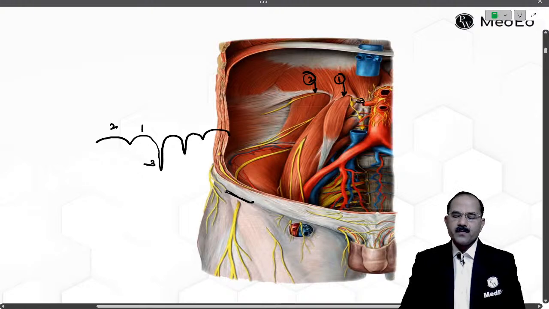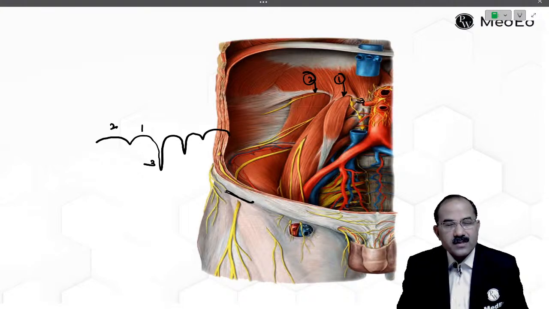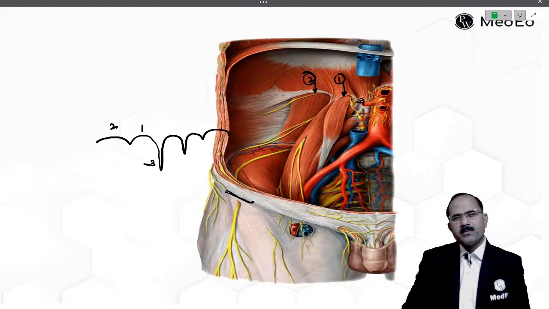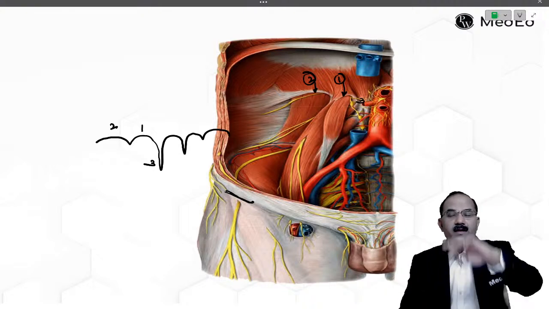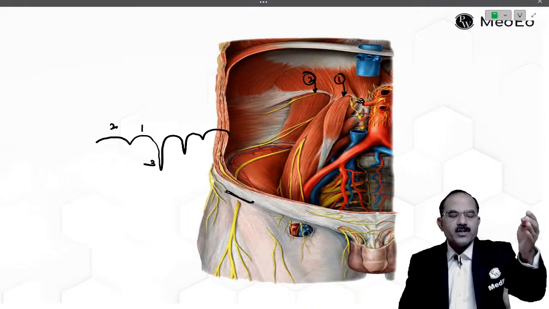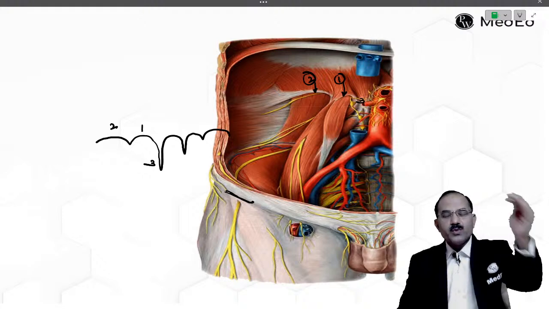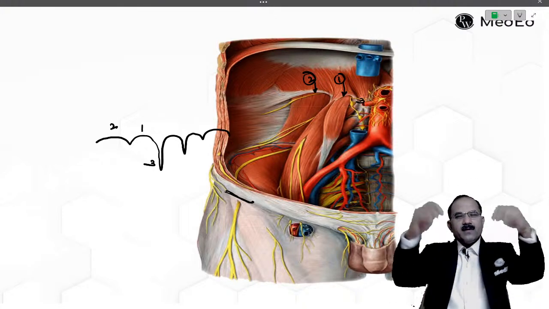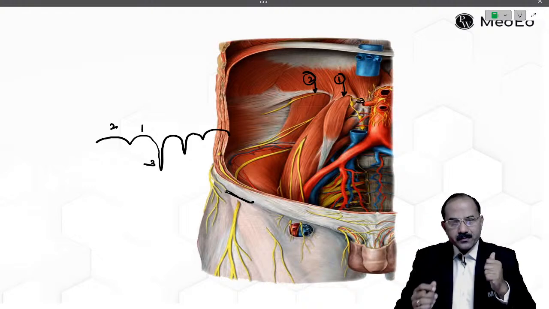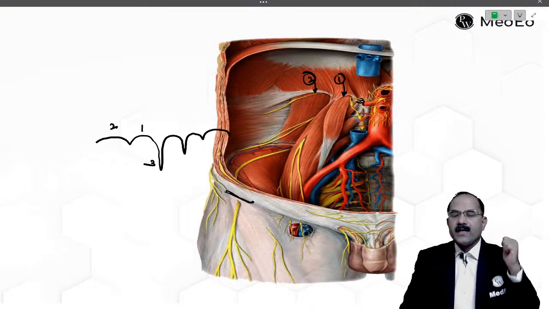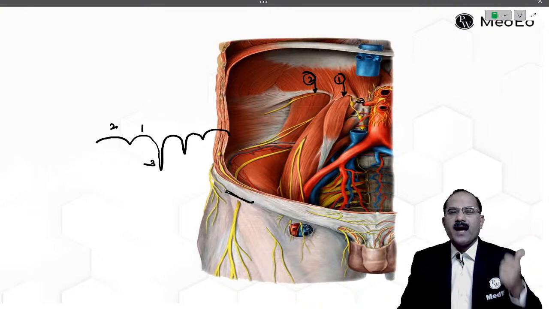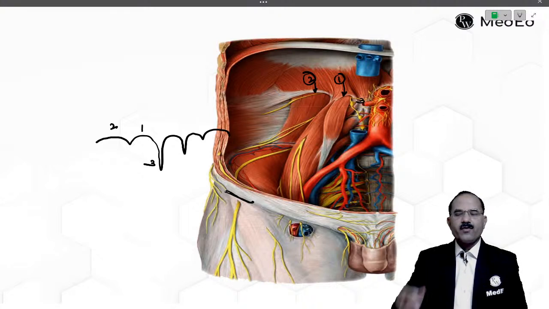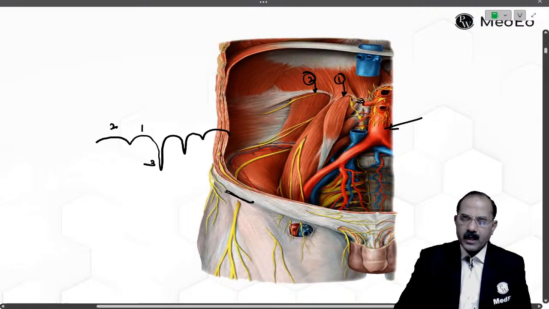Number 3 is the crus of the diaphragm, the right and the left crus. Number 1 is the medial arcuate ligament, and number 2 is the lateral arcuate ligament. The medial and lateral arcuate ligaments give origin to the diaphragm. Now that's the abdominal aorta.